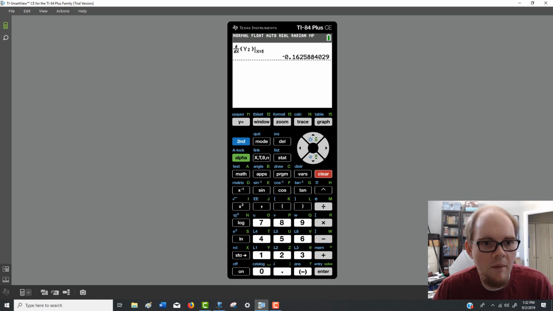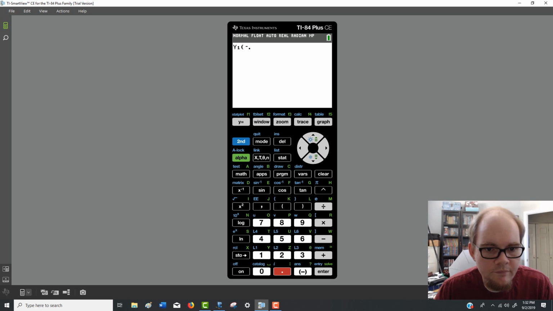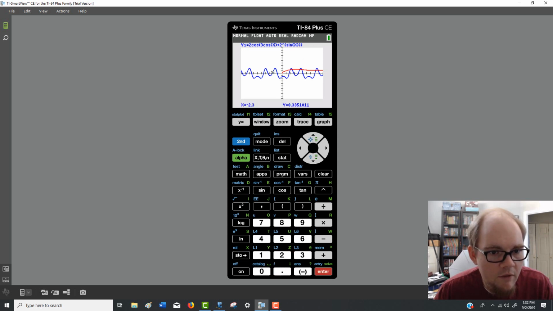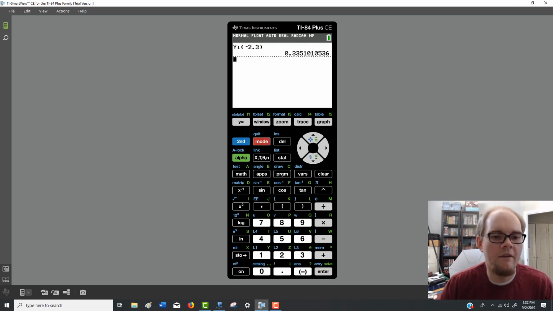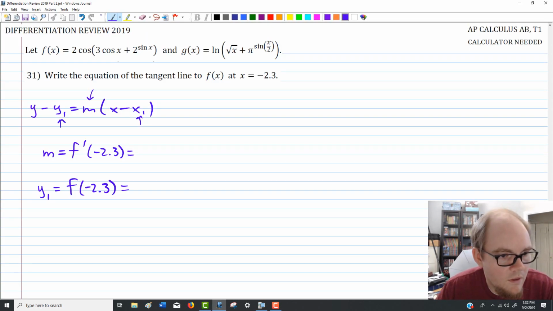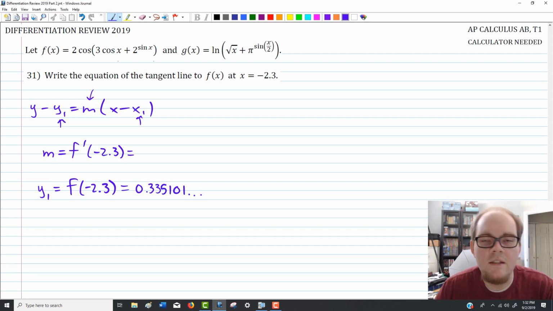So again, lots of ways to get here. I'm going to go back out. So first I want to calculate f of negative 2.3. So I'm going to get y1 and put in negative 2.3. So remember, this will be the same thing as tracing the actual function, which if we wanted to, we could do it back here. We get the same value, 0.335. And I'm going to put 335.101 in here just to make sure we've got everything.